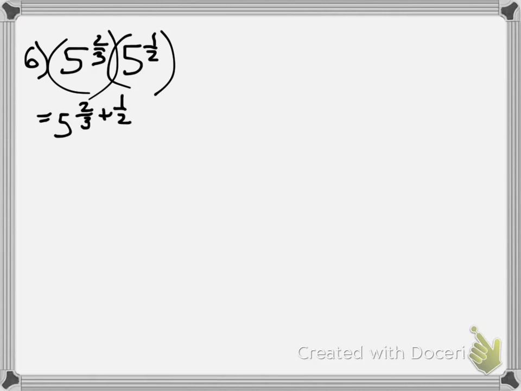Can I add 2/3 and 1/2? No. Okay, what do I need? Common denominators, yes. So, if I multiplied 3 by 2 to become 6, I multiplied 2 by 2 and I get 4. If I multiplied 2 by 3 to become 6, then I have to multiply 1 by 3 and I get 3. Okay? What do I have now?